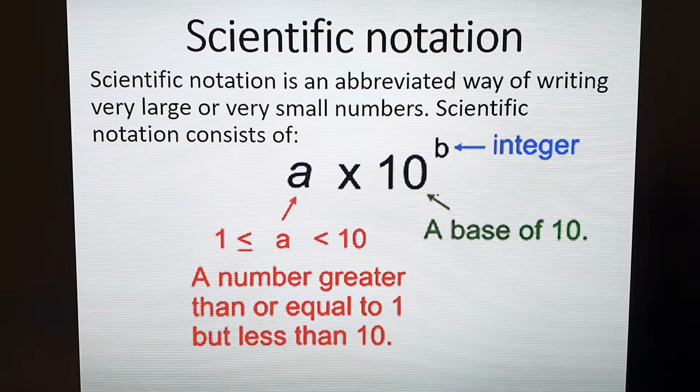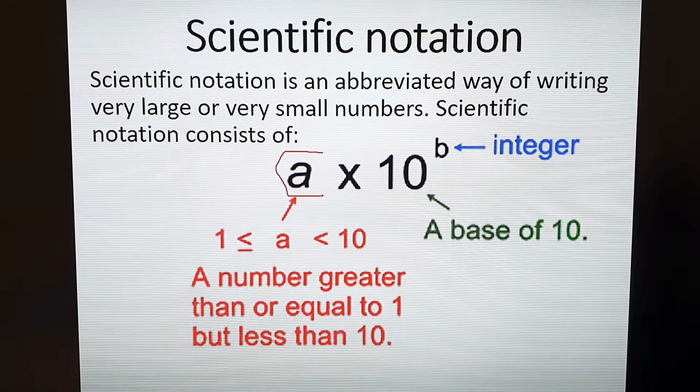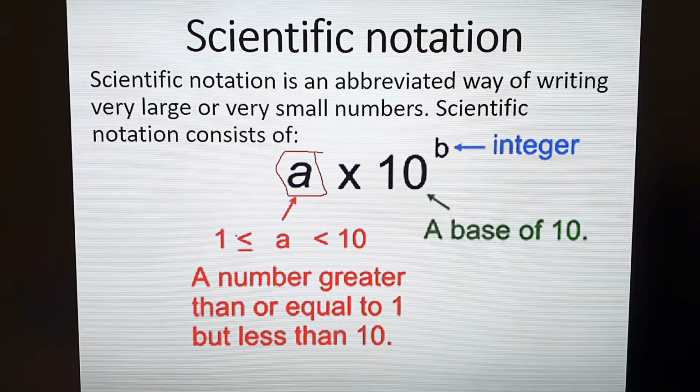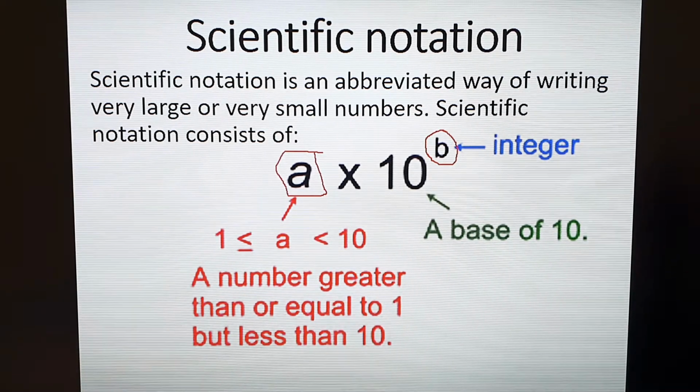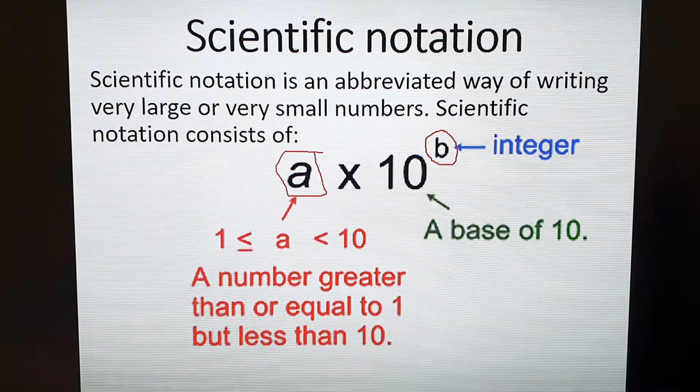The rule here is that we convert the number to a number between 1 and 10, then we multiply it by 10 to the power of however many zeros or decimal places we've moved the decimal point. So if that sounded confusing to you, I'll go through it with you right now.